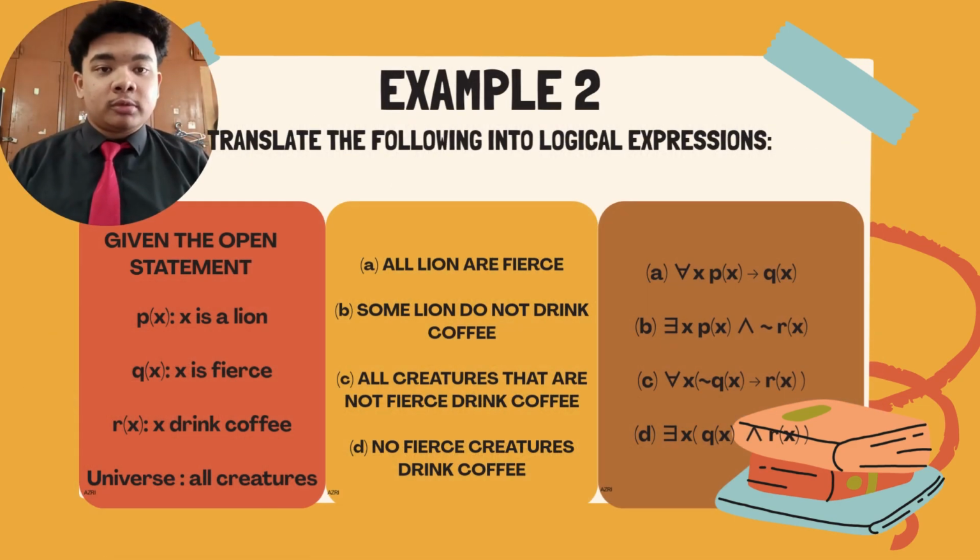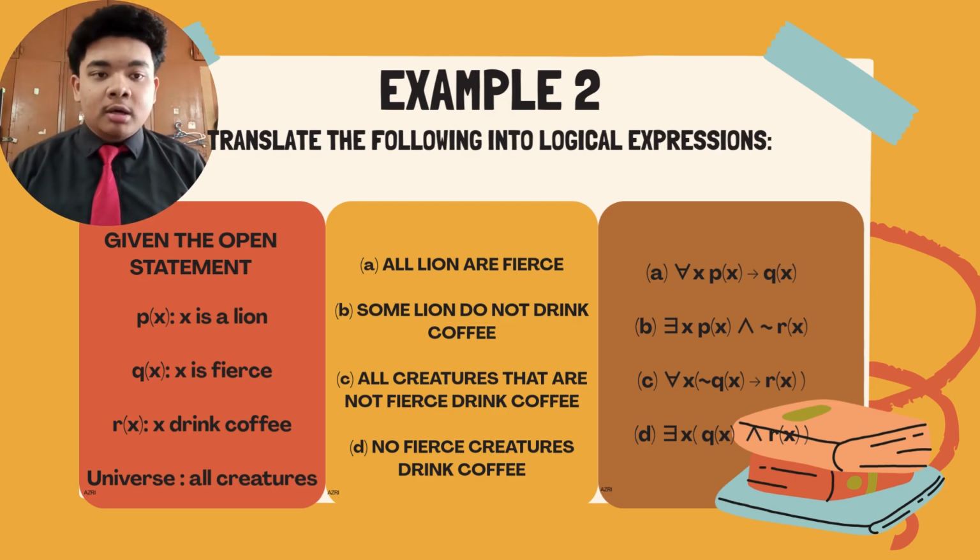For example 2, translate the following into logical expressions. Given the open statements Px, x is a lion, Qx, x is a fish, Rx, x drinks coffee. Universe, all creatures. For question A, all lions are fish, and we can use for all x, Px implies Qx. For question B, some lions do not drink coffee. We can use there exists x, Px and negation Rx.